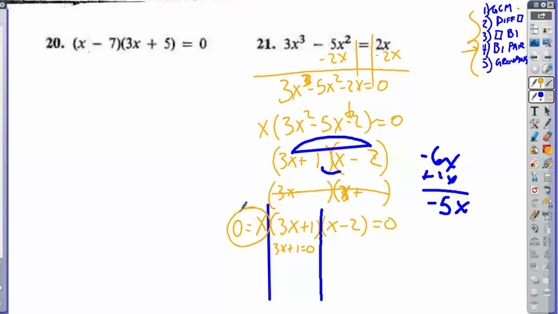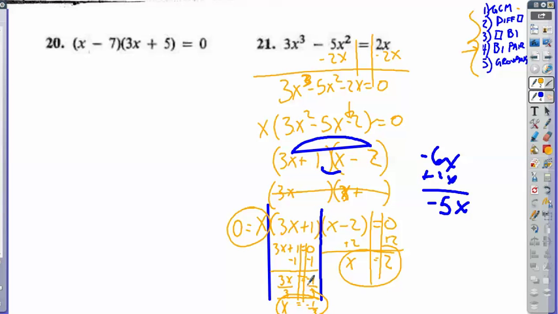In the next one, well, let's solve it. Minus 1, minus 1. So we get 3x is equal to negative 1. Divide by 3, divide by 3. And I get x is equal to negative 1/3. And then finally, add 2, add 2. So I have x is equal to 2. So there are my three answers.